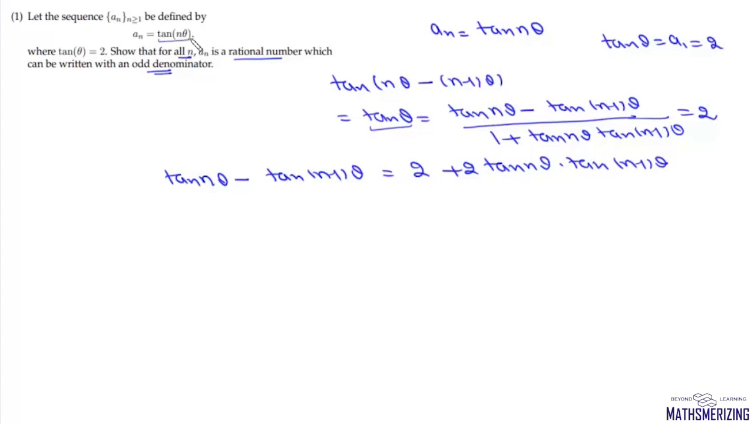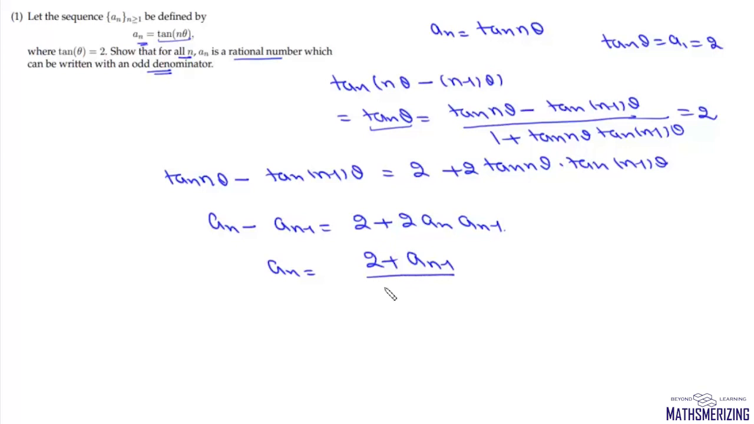Now tan n theta is a_n and tan (n minus 1) theta is a_(n minus 1). So we can write a_n minus a_(n minus 1) is equal to 2 plus 2 a_n into a_(n minus 1). So we'll take a_n together, then we can write a_n as (2 plus a_(n minus 1)) upon (1 minus 2 a_(n minus 1)).